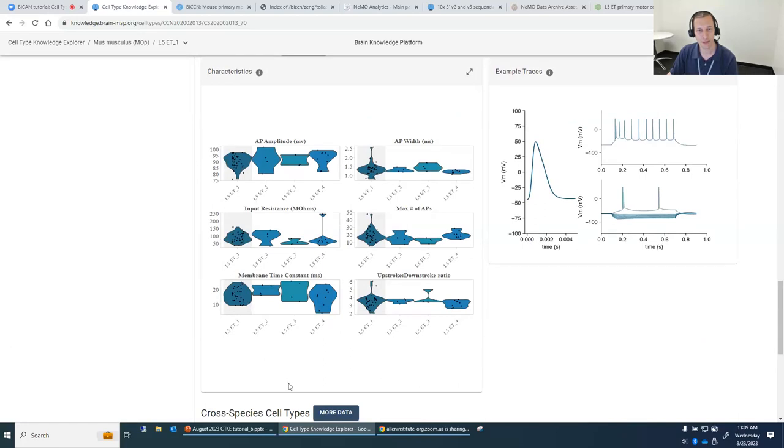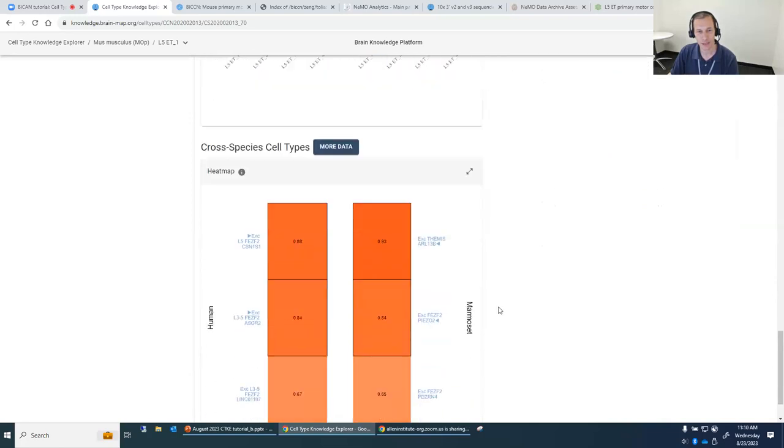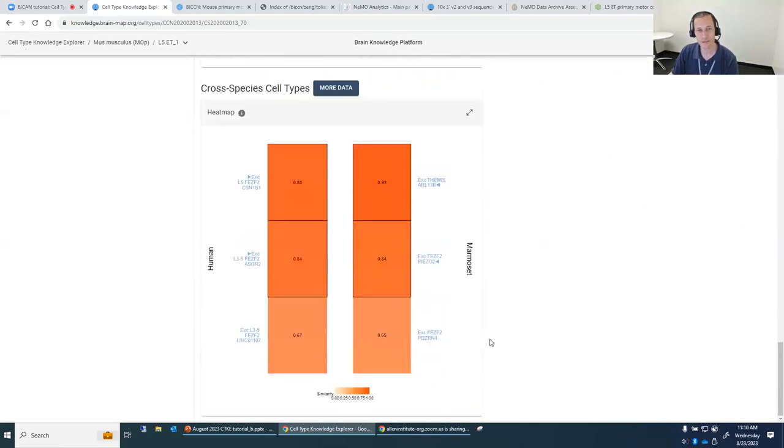Electrophysiology, you can see maybe some more differences here, where maybe there's a little bit higher input resistance. I'm not sure necessarily about some of these other ones, but again, you can see an example trace over here on the right. And I think the novel component here for this lower level, the highest resolution types, is a way to link across species.